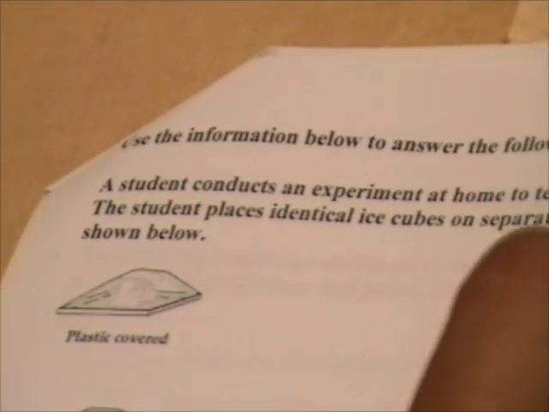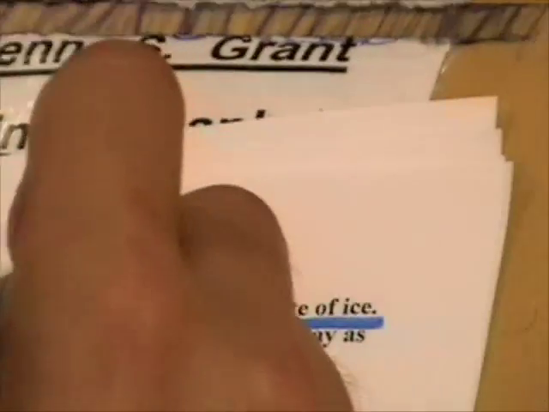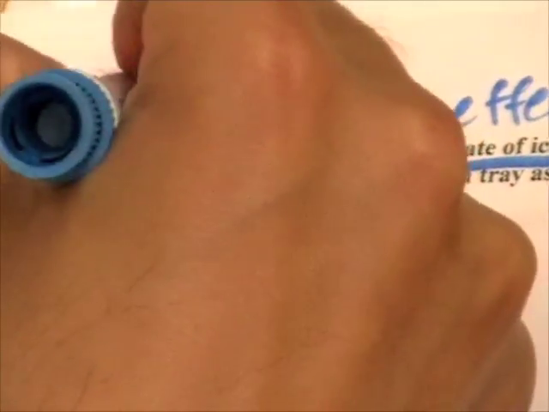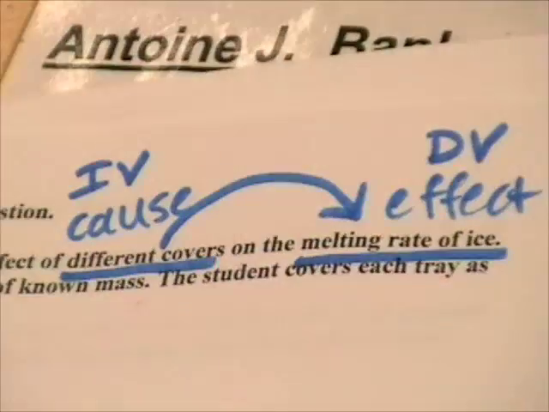So let me read. The student conducts an experiment at home to test the effect of different covers on the melting rate of ice. So different covers, I'm going to underline that, and melting rate of ice. I want to see how this is affecting that. So I'm going to say here, this is my cause, and this is my effect. So if you remember that, that was my independent variable, and this is my dependent variable. Remember, my independent is my cause, my effect is my dependent.